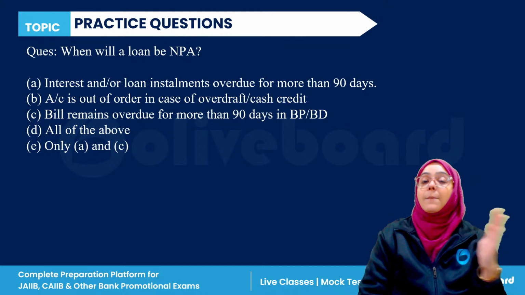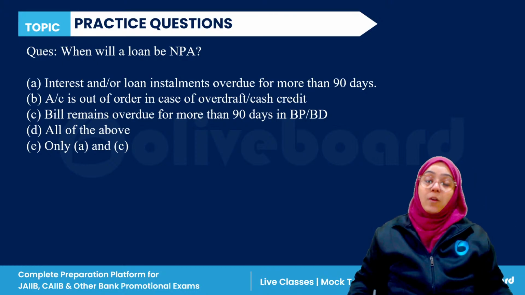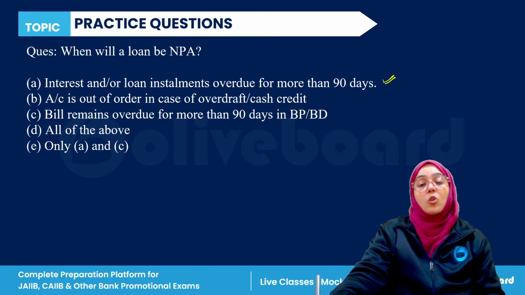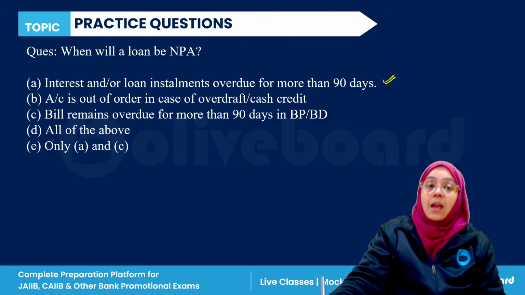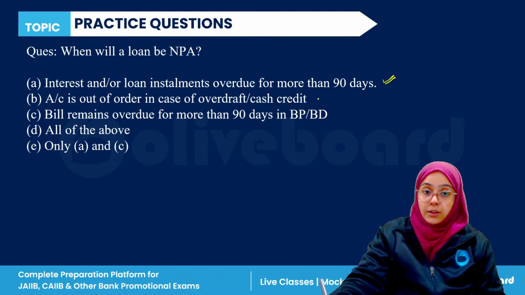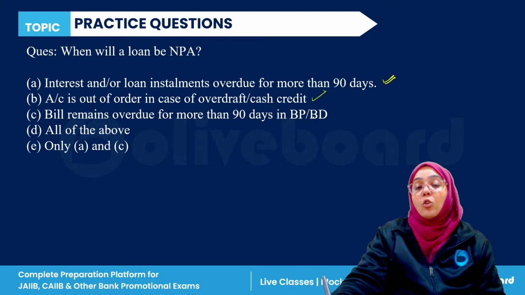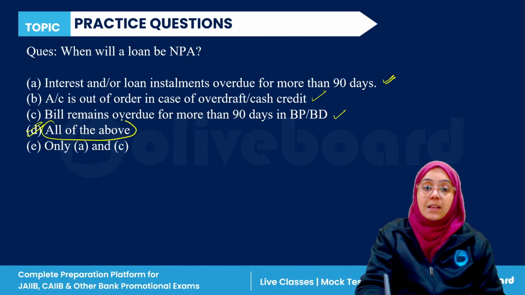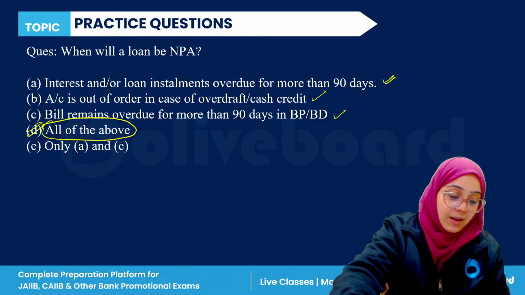A loan becomes a non-performing asset when the interest on the loan amount is overdue for a period of more than 90 days, the account is out of order in case of overdraft and cash credit, or bills remain overdue for more than 90 days. True, all of the above is the correct answer. D is the correct answer here, right?